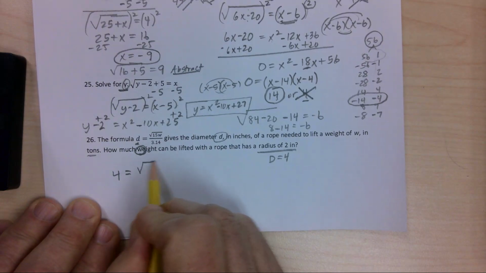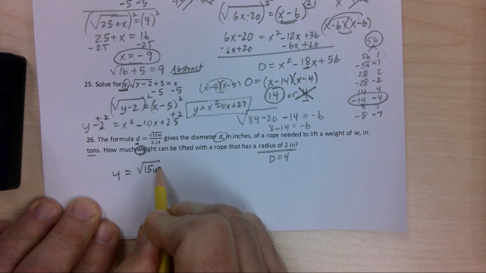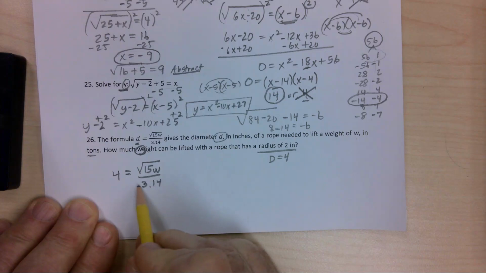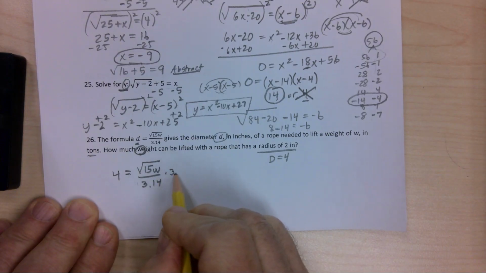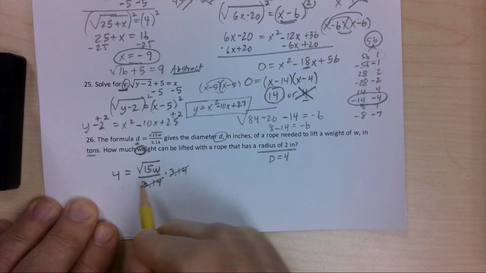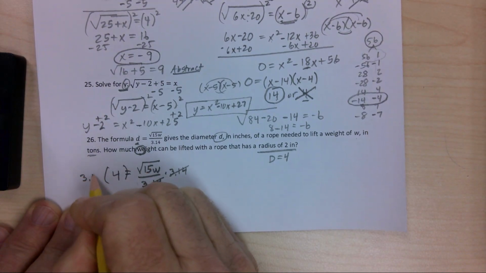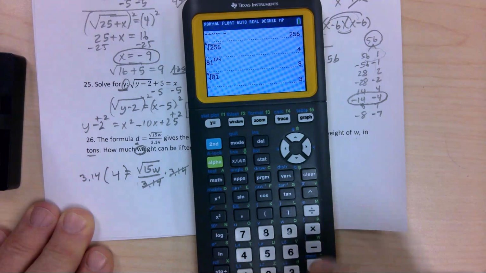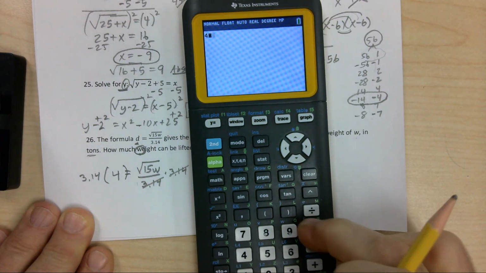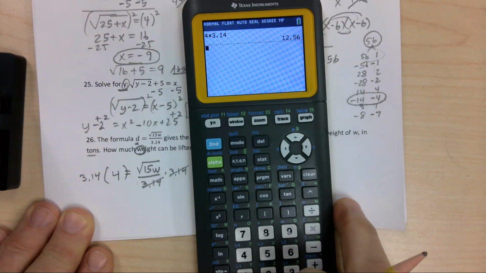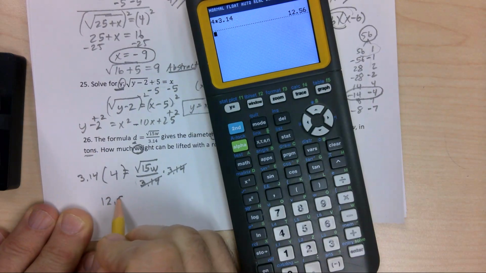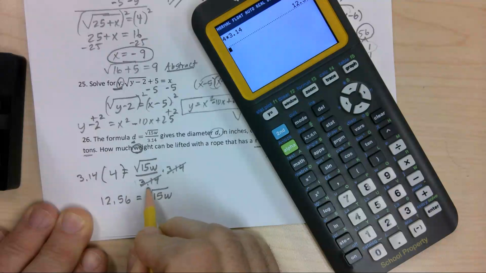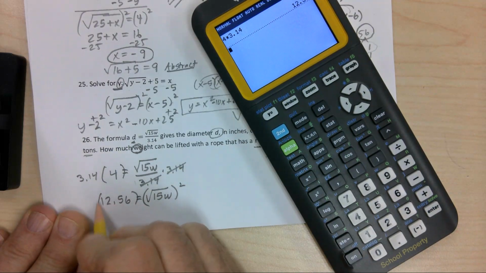And then I have the square root of 15W over 3.14. Now this is basic math. This is not under a square root. So I'm going to multiply this side by 3.14 so they cancel. I got to do the same thing over here. Just trying to isolate my radical just like we've been doing. So 4 times 3.14 is 12.56. So 12.56 equals the square root of 15W. Remember, how do we get rid of a square root? Square it. But then I got to square that side.